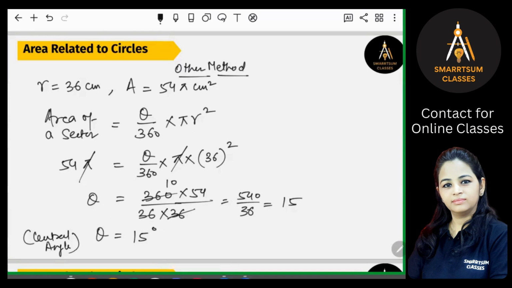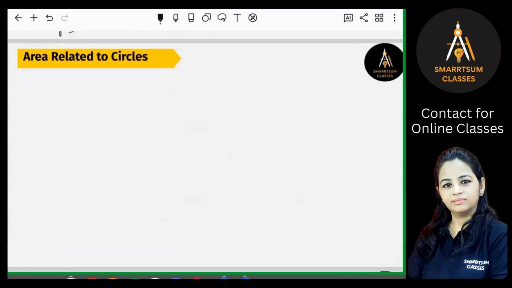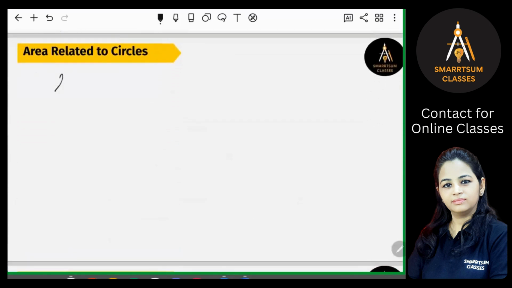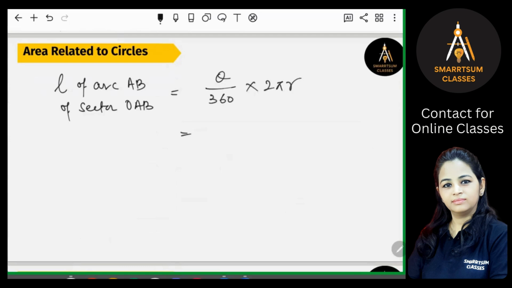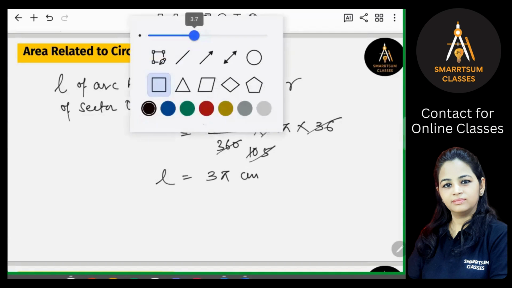Now, since we know the value of theta, we can find the length of the arc. The length of arc AB of sector OAB is given by theta upon 360 into 2 pi r. Now we can put the value of theta which we have calculated: theta is 15 degree upon 360 into 2 pi into r, and r is 36 centimeter. Cancelling, this will be equal to 3 pi. So you can see that we are getting L, that is 3 pi centimeter.